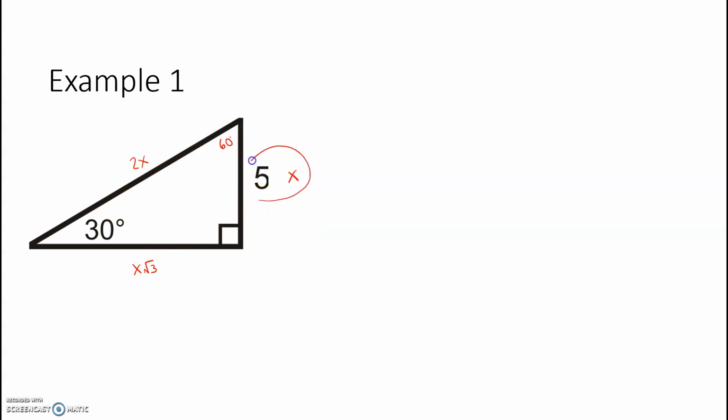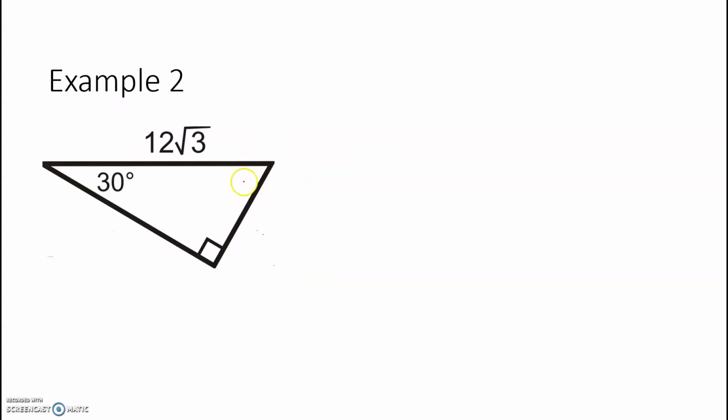Well, good news. We know x equals 5. So x root 3 is 5 root 3. 2 times x is 2 times 5, which is 10. So my short leg is 5. That's what they gave us. My long leg is 5 root 3. And my hypotenuse is 10.